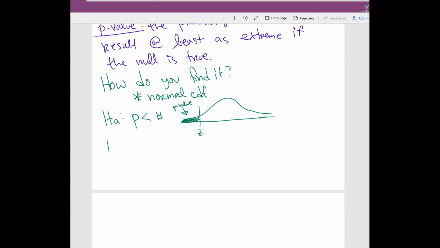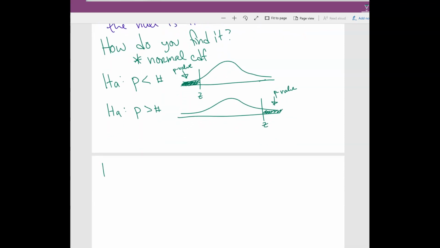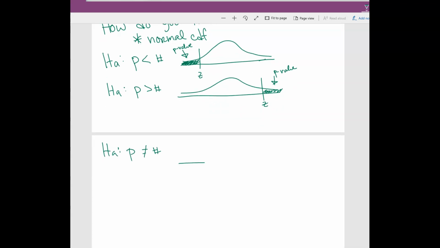Okay. If your HA is p is greater than a number, then your p-value is going to be over here. Once you calculate your z-value, this area is going to be your p-value. And if your HA is that p is not equal to a number, then your p-value is going to be on both sides, here and here. So you have two z-values. So basically you find one p-value and multiply it by 2, because you have two of these.